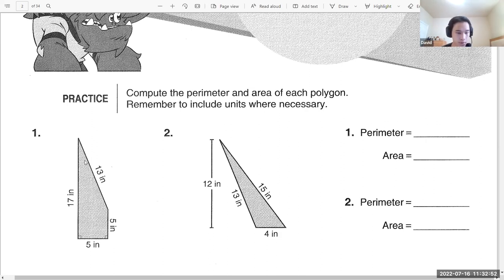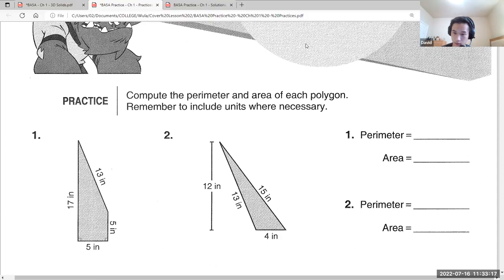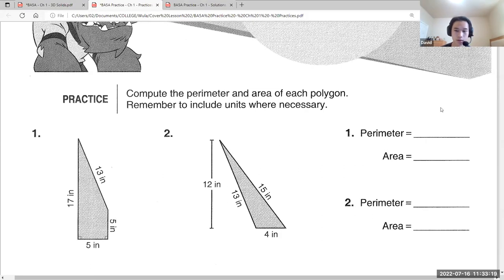So for one over here, the perimeter is just the outside boundary of our shape, the outside of our polygon, the outside length, if you will. So we just add up all these sides, basically. So we get 17 plus 13, which is 30, and we get 5 plus 5, which is 10. So that makes a total of 40 for this. Oops, turn on draw.